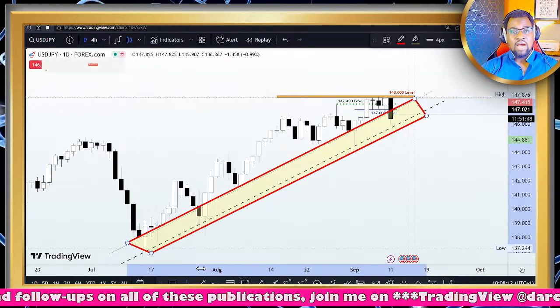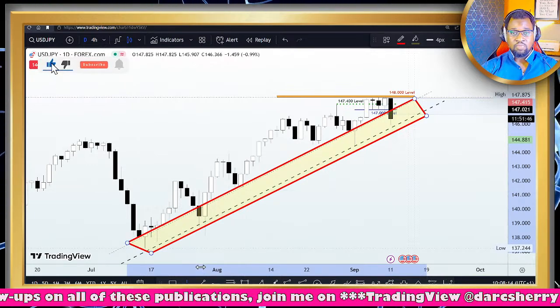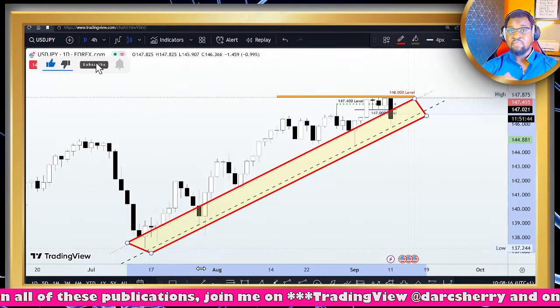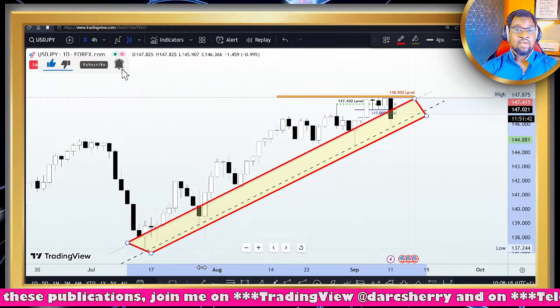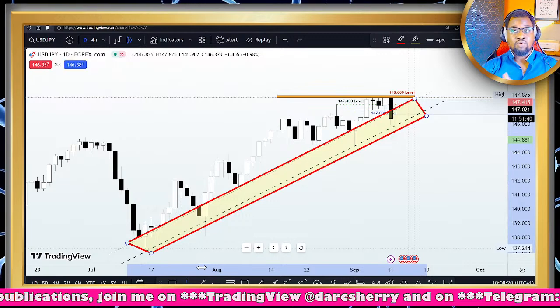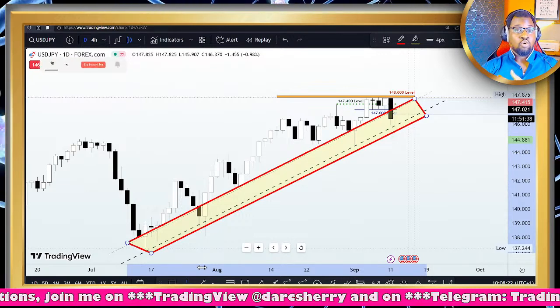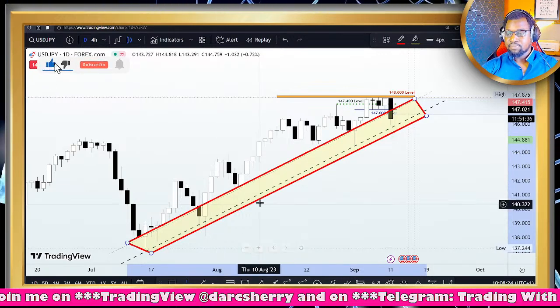And of course, you know how we use our ascending trend lines in this community. As long as price remains above the ascending trend line, we shall continue to look out for opportunities to buy the asset.